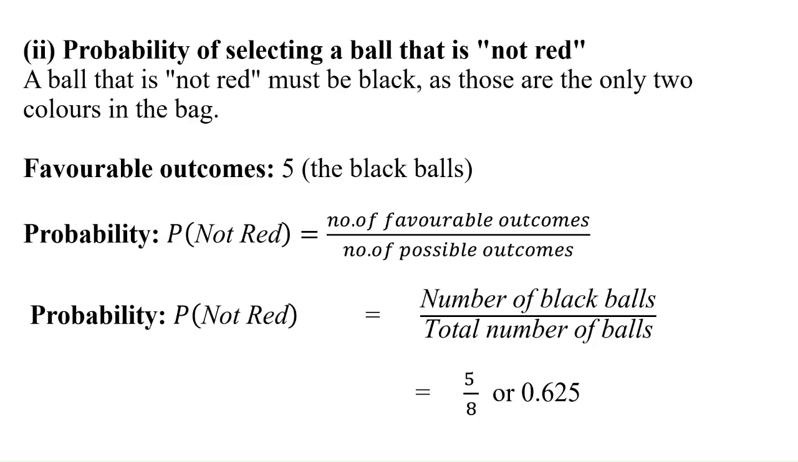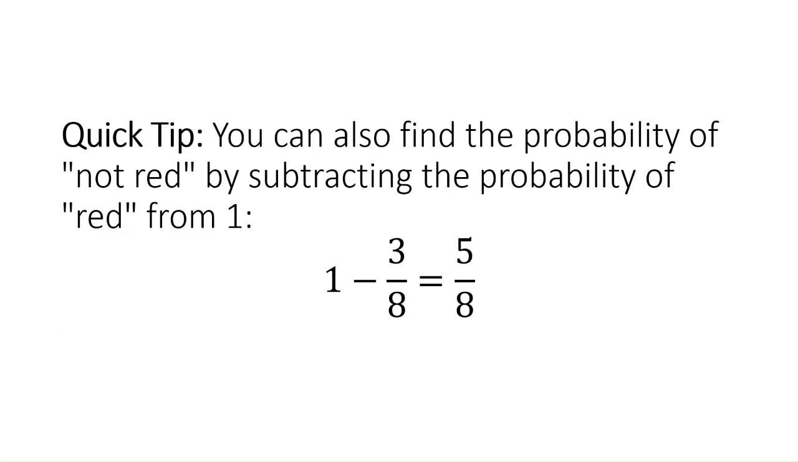Okay, so after finding out the probability of selecting a red ball, we can find out the probability of selecting a black ball by using a quick tip. What is that? We can find the probability of not red by subtracting the probability of red from 1. The total should be equal to 1. So if we find the probability of picking up a red ball, we can simply subtract it from 1 to find the probability of selecting a black ball also.